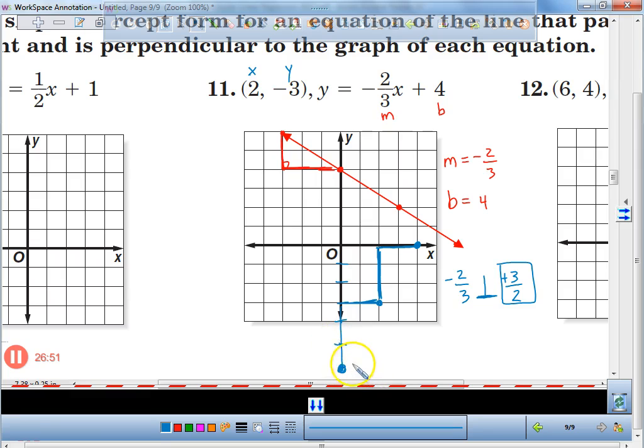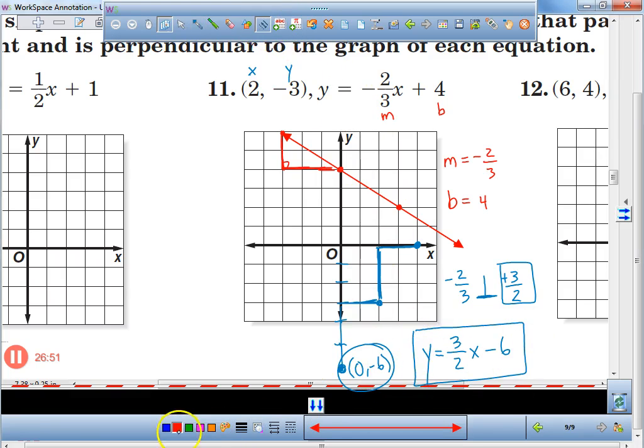Where does it put me at? What's my y-intercept? 1, 2, 3, 4, 5. Negative 6. So what does this represent? My y-intercept. What's my slope? Positive 3 over 2. So what's my final answer for number 11? There we go. That's going to be my final answer.